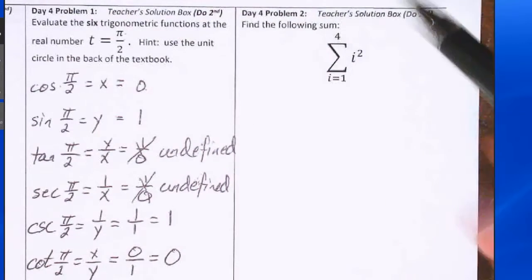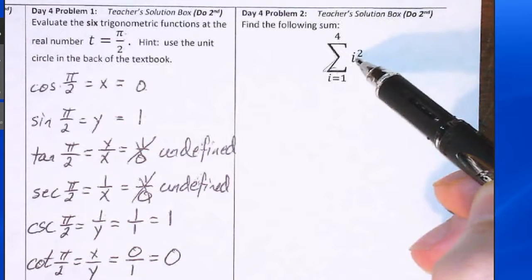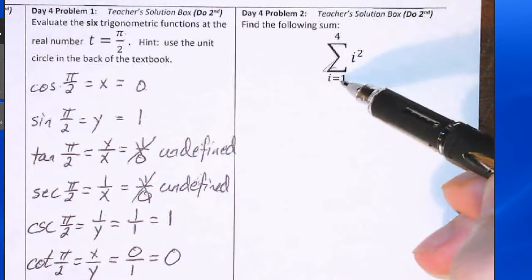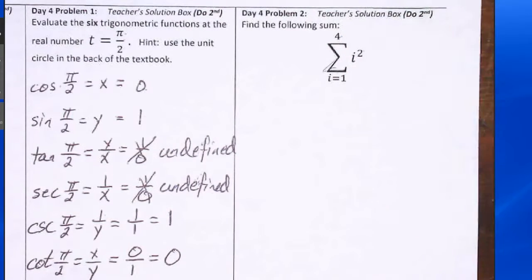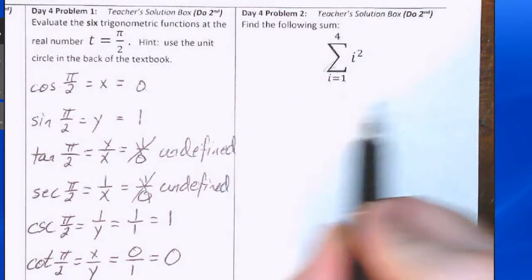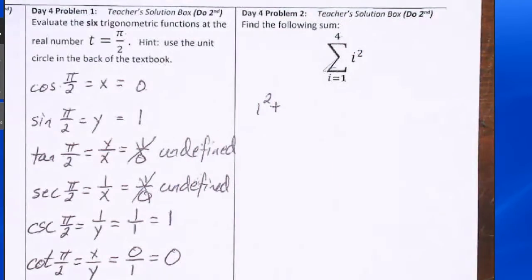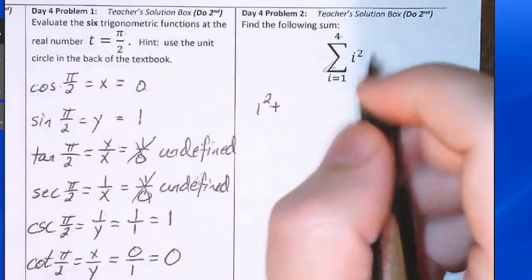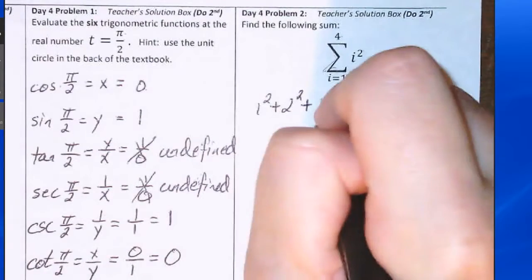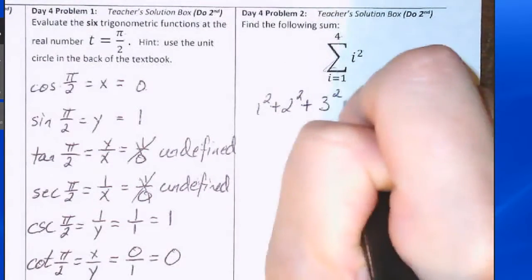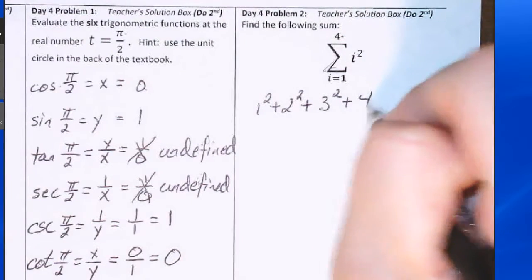Now, day 4, problem 2. Find the following sum. We want to sum i squared for all values of i from 1 through 4. And we can do that by expanding out this expression. So we have 1 squared plus, now use the next value of i, 2 squared plus, the next value of i would be 3 squared plus, and then our final i value is 4 squared.